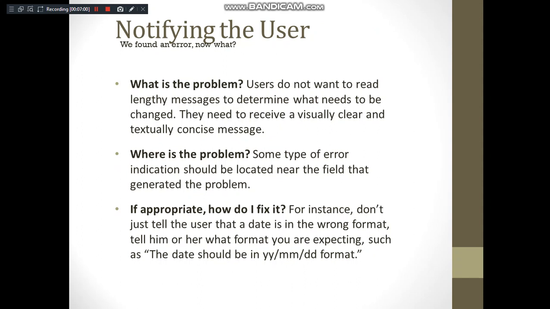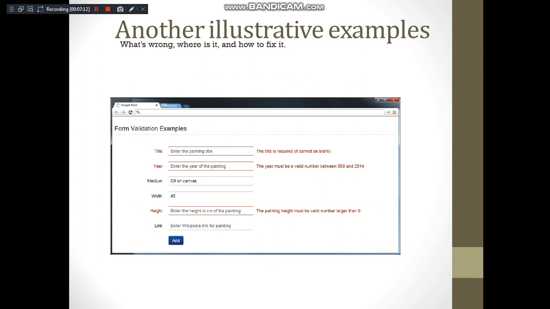And how do you notify the user? You tell what the problem is, where the problem is, and if appropriate, how to fix it. Here is an illustrative example. Here the title is left as blank, so you are telling where the problem is. That problem is at the title field, and the problem is it should not be left blank. Here in the year field, the problem is at year: the user has entered the data but it is not a valid data, it must be between a certain range. Similarly here also you are telling.